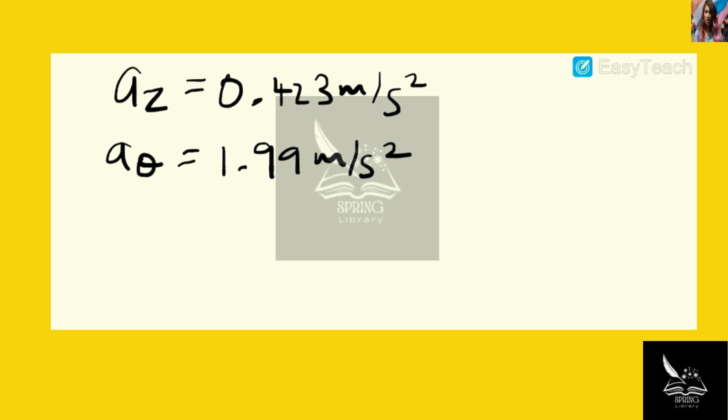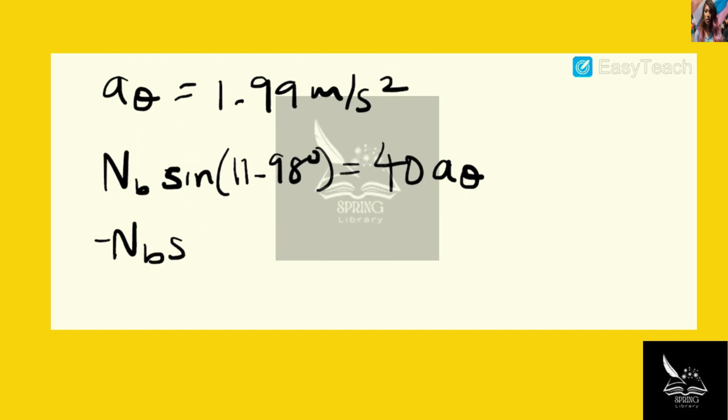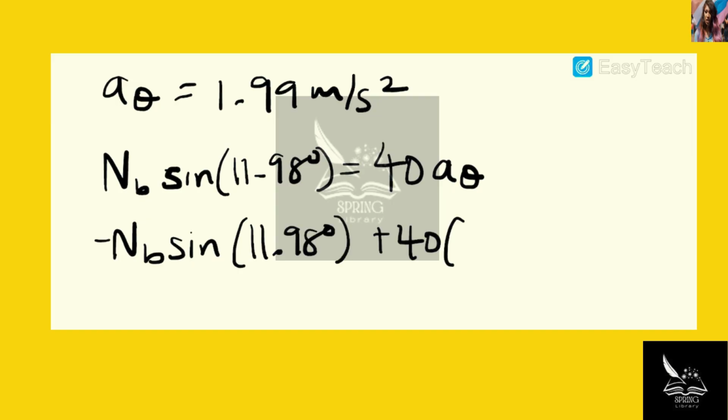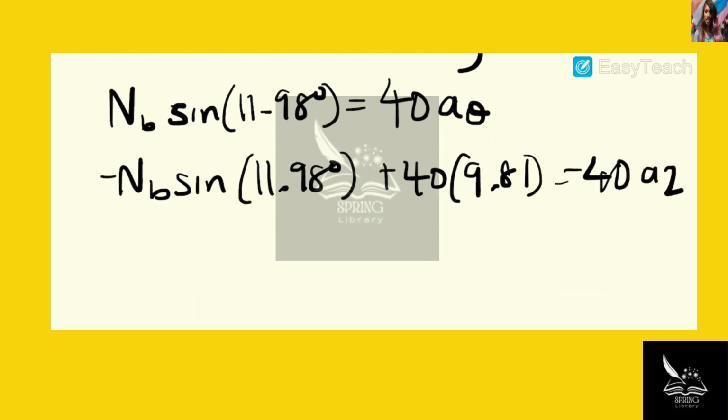Recall that our Newton's second law in the theta and z directions yielded that N_B sine of 11.98 degrees is equal to 40 times a theta, and that negative N_B cosine 11.98 degrees plus 40 times 9.81 is equal to 40 times a_z. So using these two equations, we can go ahead and solve for N_B. And what we see is that N_B is equal to 383.85 newtons.